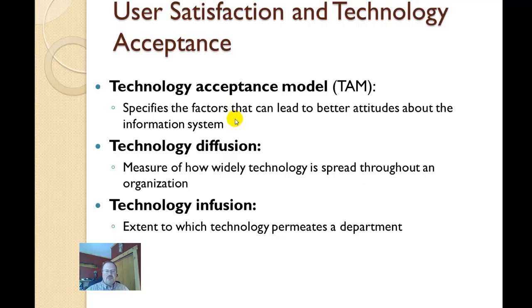Technology acceptance specifies factors that can lead to better attitudes about the information system. Oftentimes, younger people will be more accepting of technology in any form. Oftentimes, older people are a little bit less accepting of technology in any form. It's just a cultural issue. It's something that changes. Professors who have taught the same way for 20 years will be a little bit less likely to accept technology in the classroom. Brand new instructors and younger will probably be a little bit more likely to accept technology in the classroom.